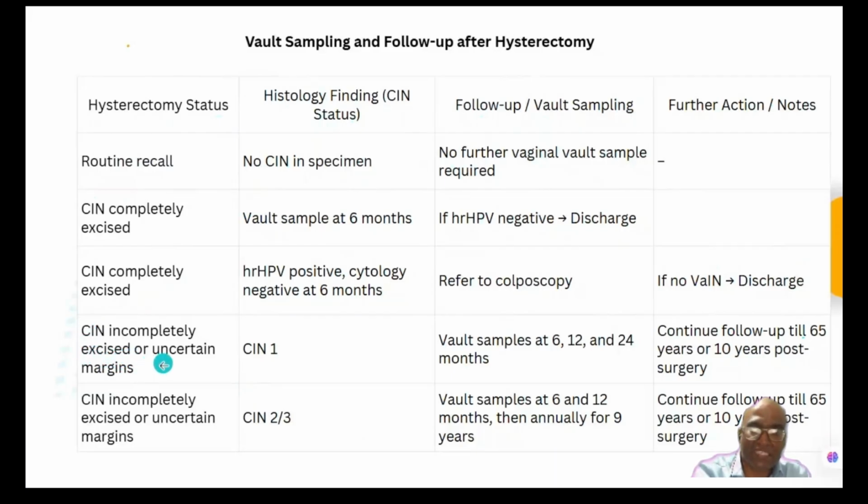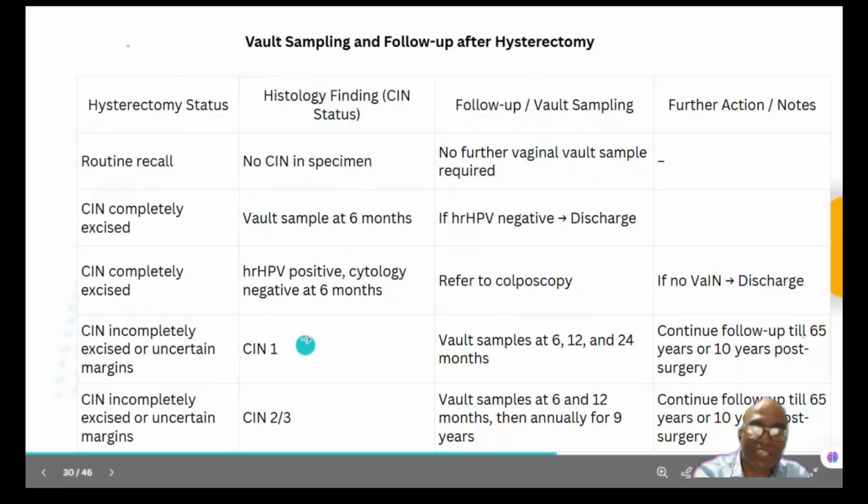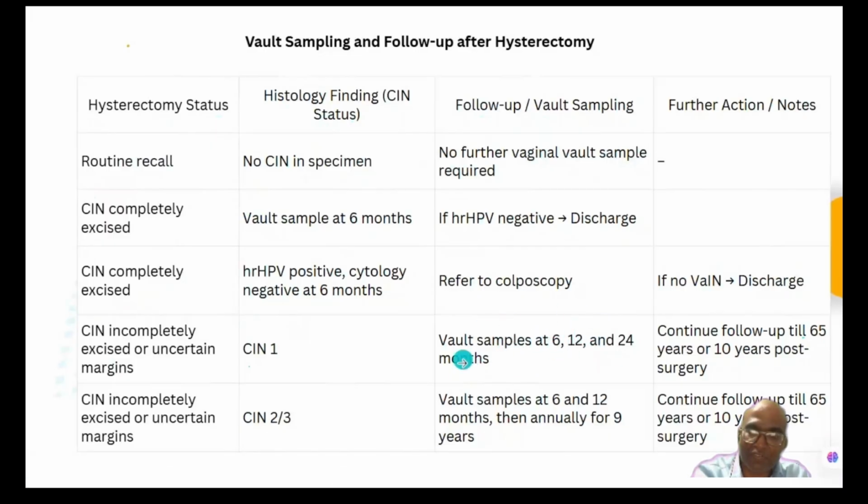Okay, now you have a third category in which there is a CIN in the histopathology, but it is incompletely excised or uncertain margin, and this CIN is a CIN 1. Then you require vault sample at 6 months, 12 months and 24 months. But she will require a continuous follow-up till 65 years or 10 years post-surgery.